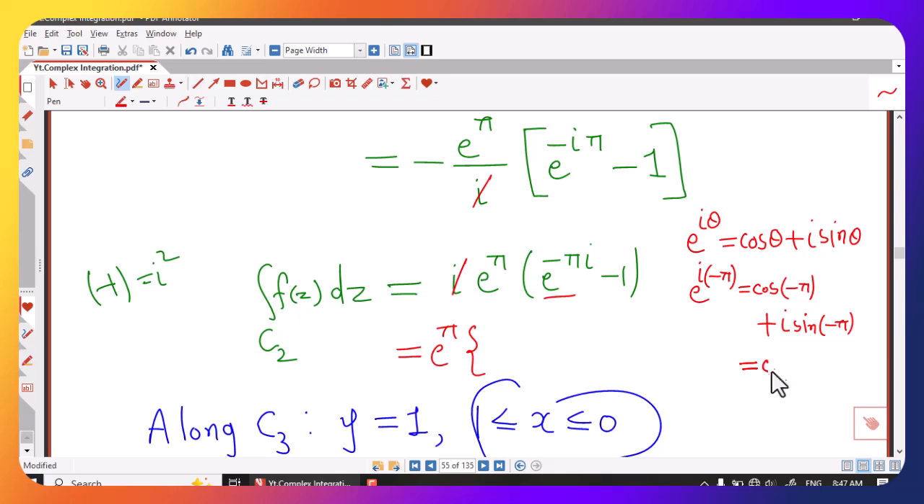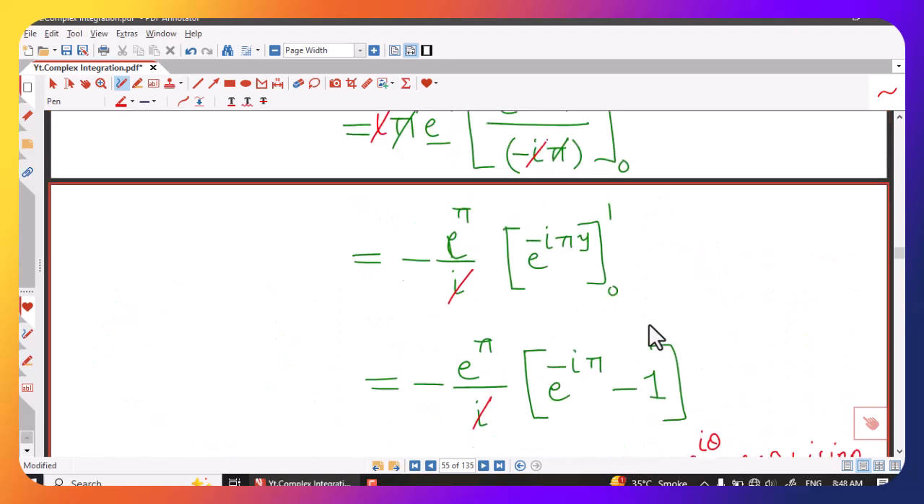Cos is an even function, so cos of minus theta is cos theta, and sine is an odd function, so we have sine of minus pi equal to minus sine pi. We know that cos pi is minus 1 and sine pi is 0, so this becomes minus 1. So here I can take e raised to minus pi i directly as minus 1, and I will have minus 1, that is minus 2 times e raised to pi.